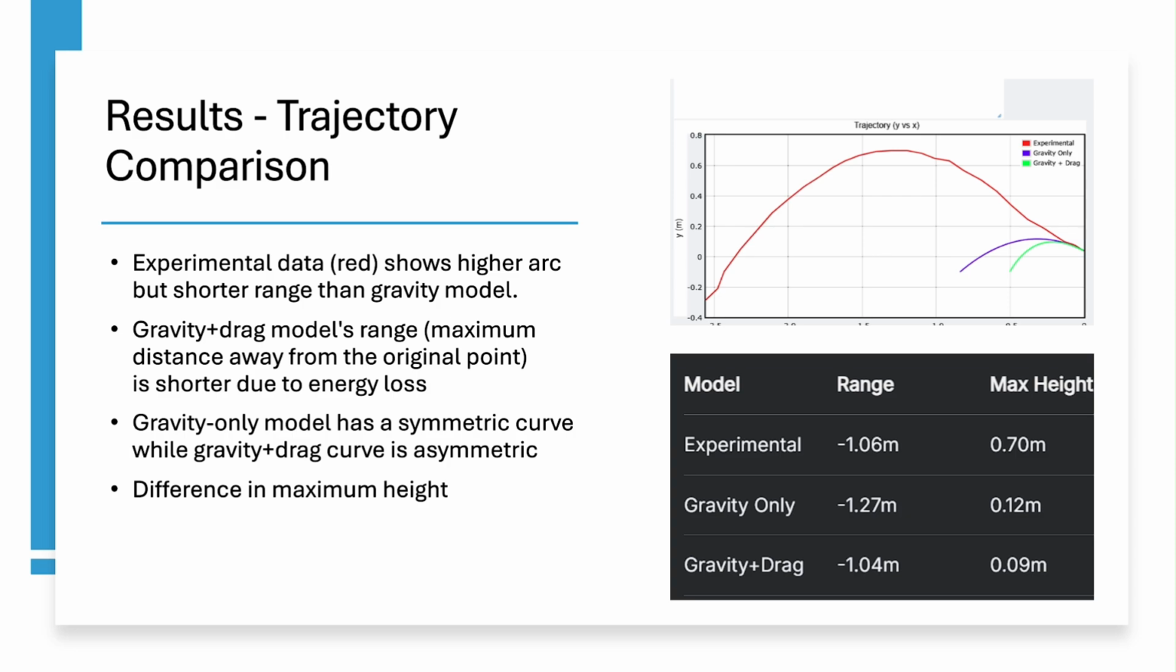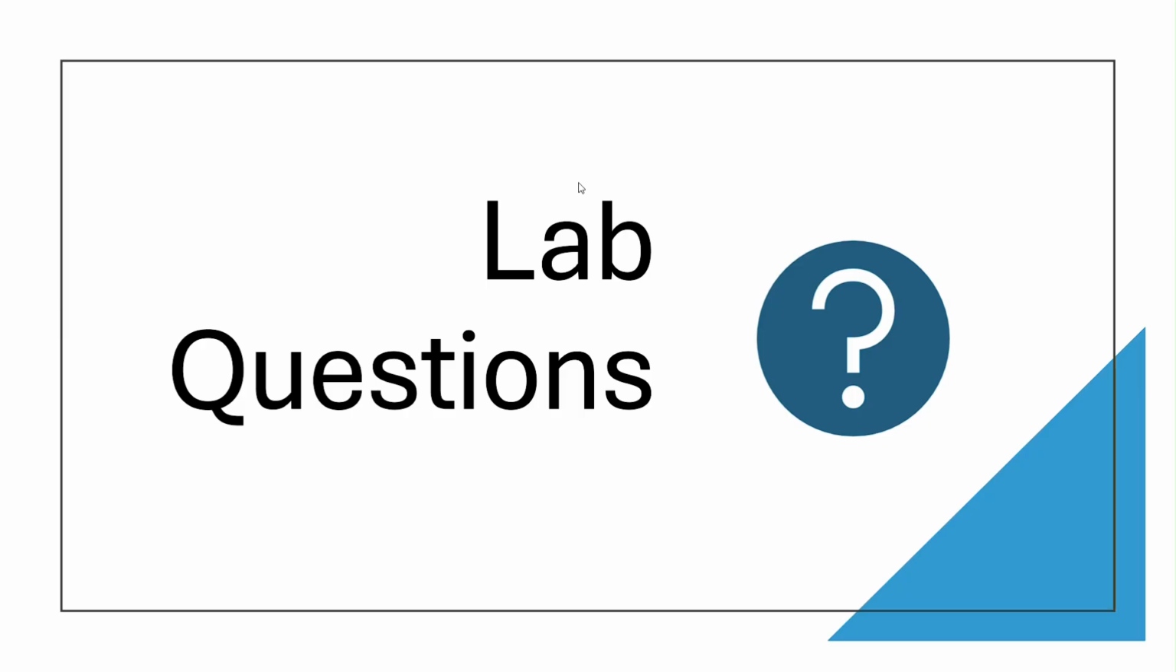Likely due to unmodeled lift effects, the gravity plus drag model, shown in green, most closely matches reality at around negative 1.04 meters range, demonstrating how air resistance both shortens distance by about 18% and creates an asymmetric trajectory through energy loss. Okay, let's dive into our lab questions.